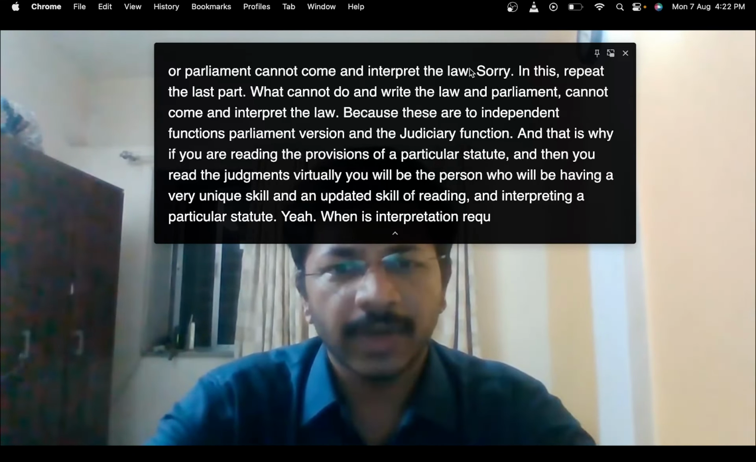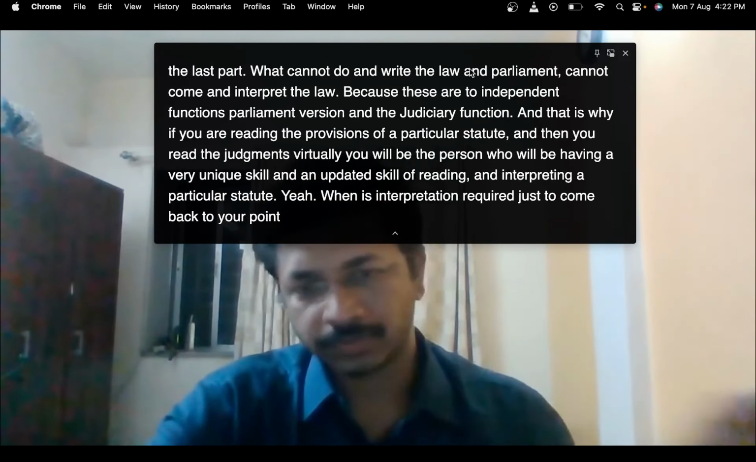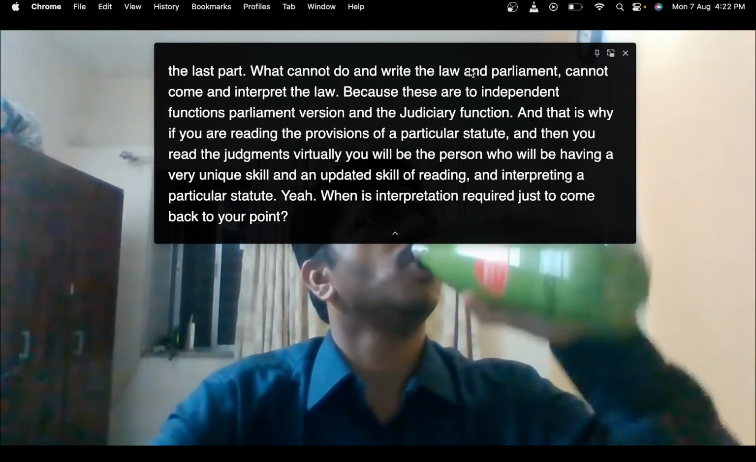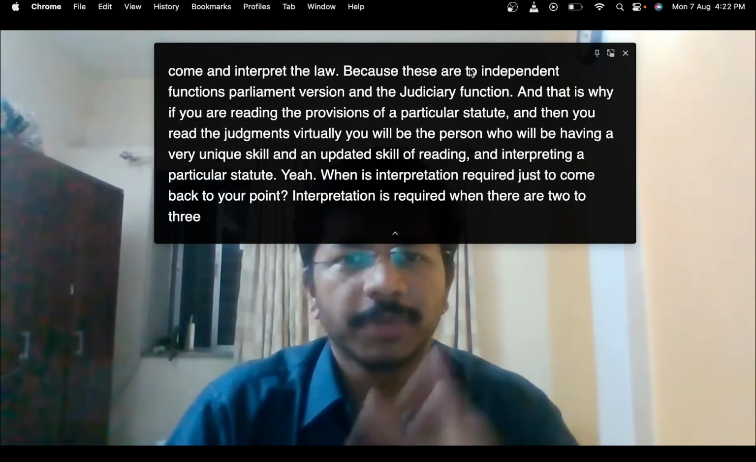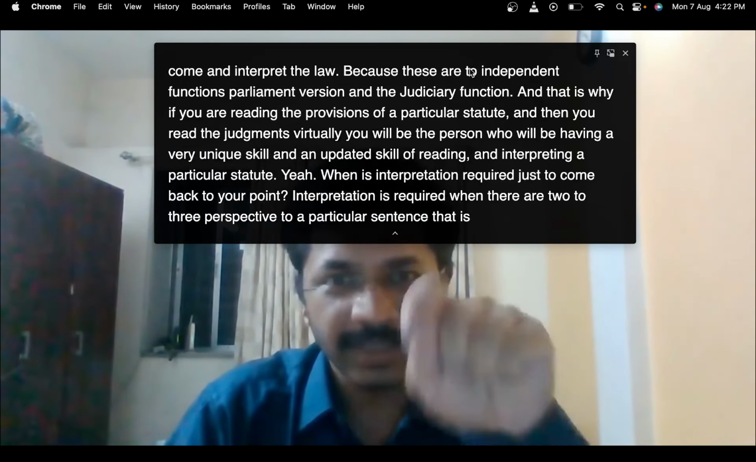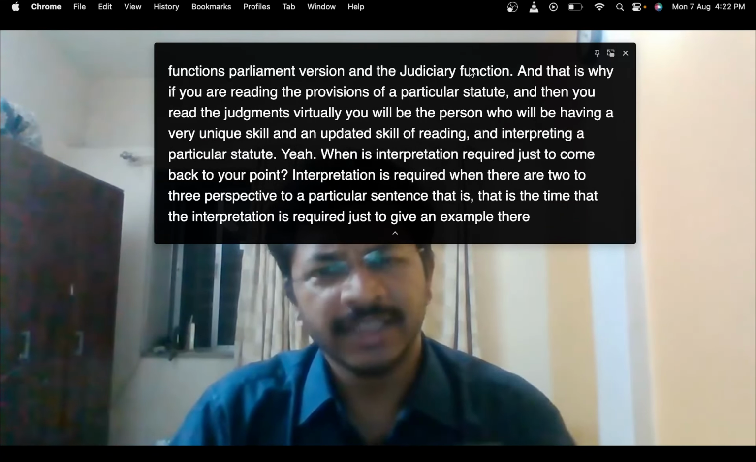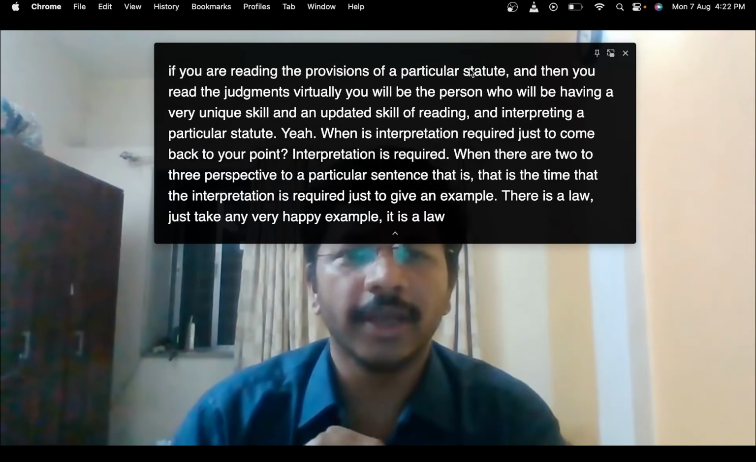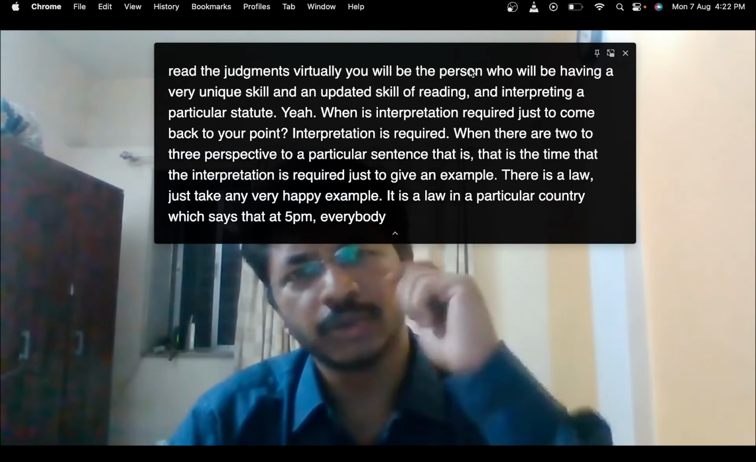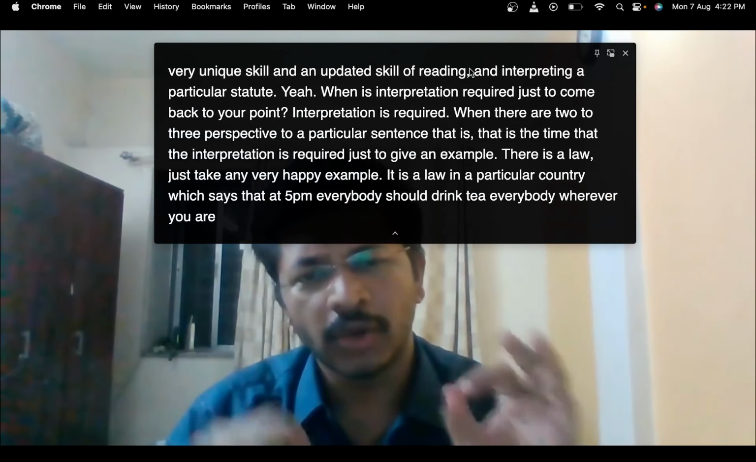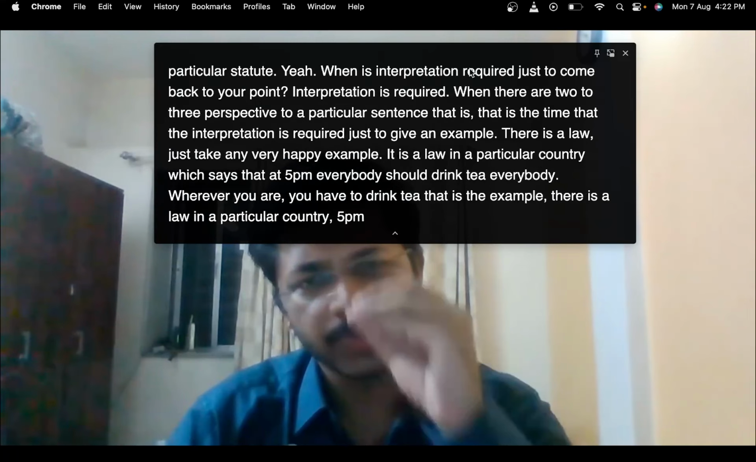Yeah, when is interpretation required? Just to come back to your point, interpretation is required when there are two to three perspectives to a particular sentence. That is the time that the interpretation is required. Just to give you an example, take a very hypothetical example. There is a law in a particular country which says that at 5 p.m. everybody should drink tea. Everybody, wherever you are, you have to drink tea. That is just an example.